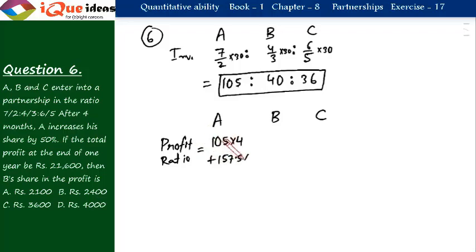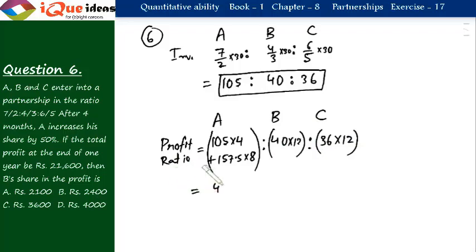So his investment becomes 105 plus 52.5, that is 157.5, and that investment remains for the next 8 months. Okay, because we have to take the entire year. Now, B has not made any change, so his investment will be considered as 40 into 12 months. Okay. Now, C's investment we'll consider as 36 from the ratio, and that also has remained in the business for 12 months. Okay. Now, do the calculations. So, 105 into 4 would be 420.